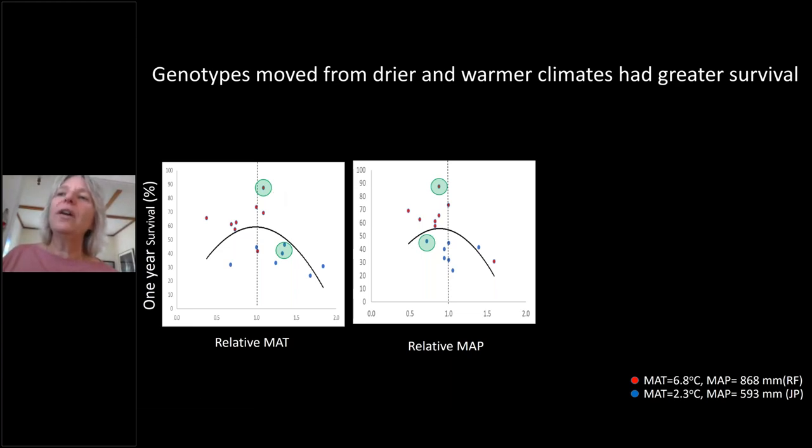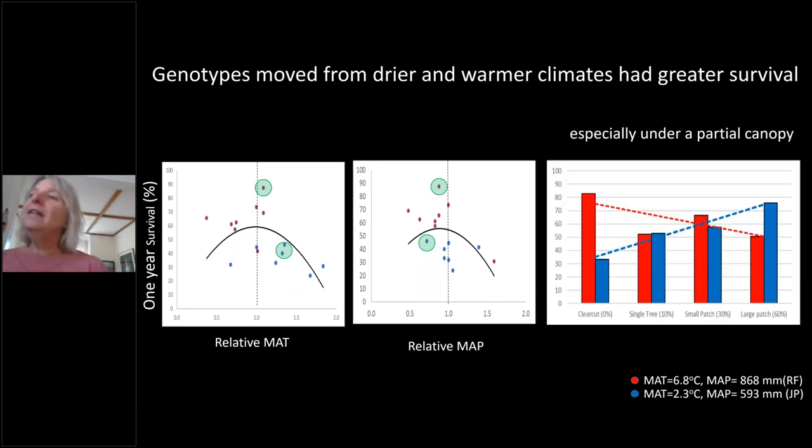The response isn't quite as good with precipitation, but even so, seedlings that are coming from slightly drier climates do as well as those from the local climates. In the retention patches, there's an interaction between how these genotypes behave with overstory trees. And what we found in general is that as we retain overstory trees, we're actually increasing the potential survivability of migrated genotypes by about 20%.